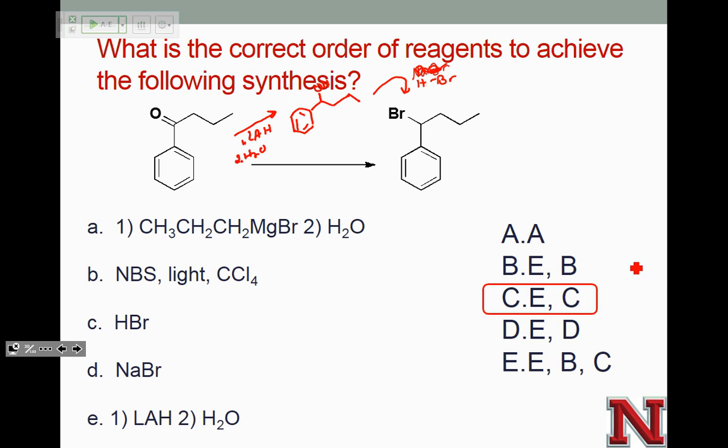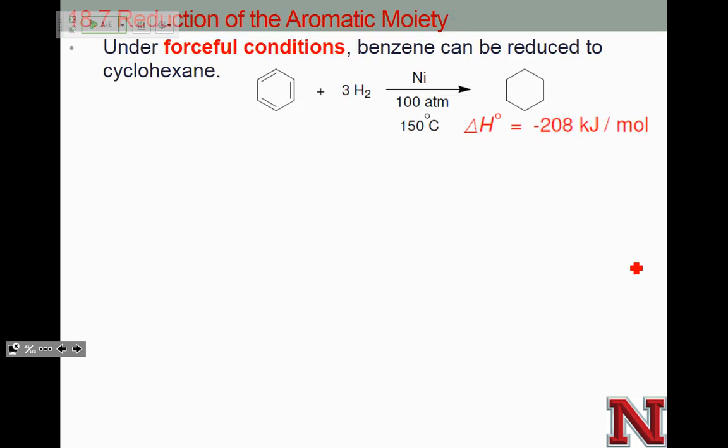Now when we are reducing, we're showing lithium aluminum hydride, and we know that's not going to react with carbon-carbon double bonds anyway. But our next reaction we're going to talk about is reducing the double bonds of the ring. And can we do that? So it turns out, yes, you can reduce the double bonds of the ring.